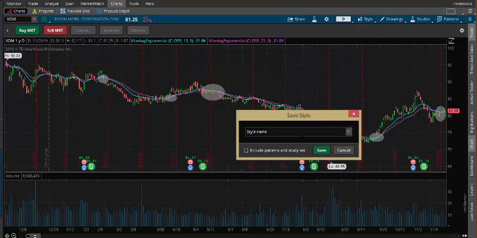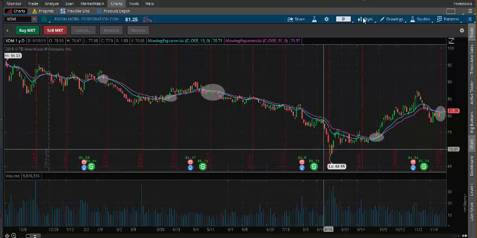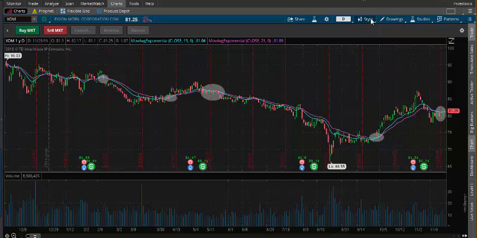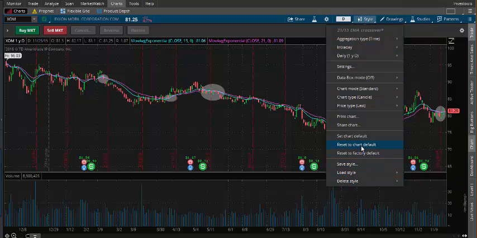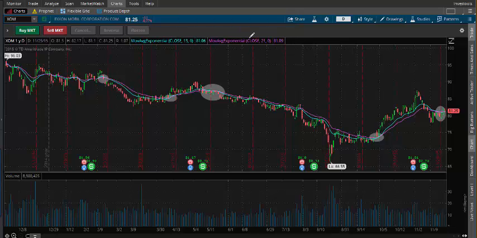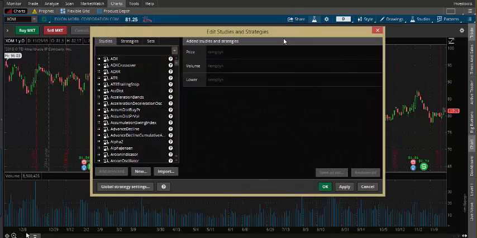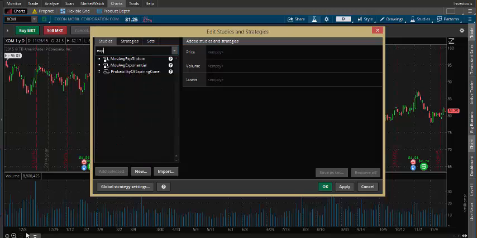We'll call this the 21, 13 EMA crossover. All right, now let's reset it to the default. Now we'll add a few indicators back in there. EMA, we'll add it twice.